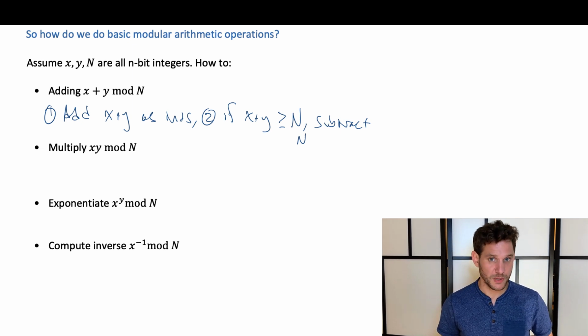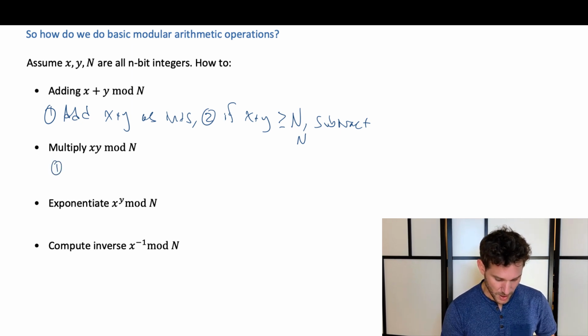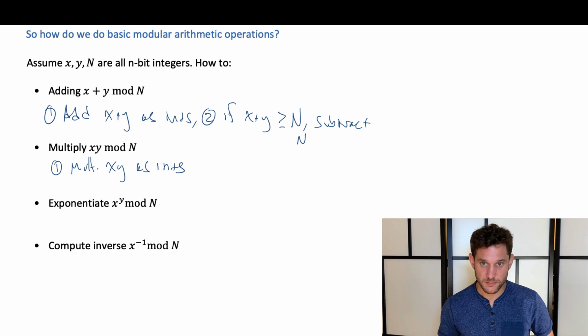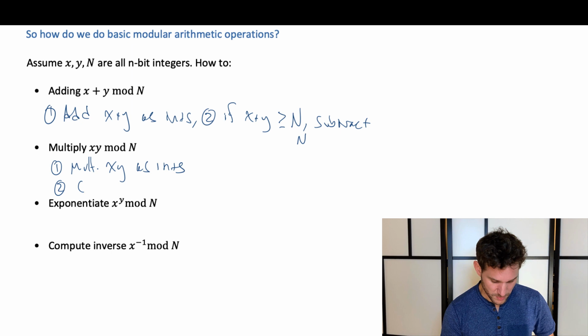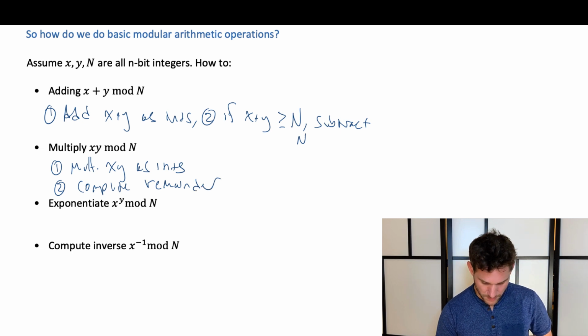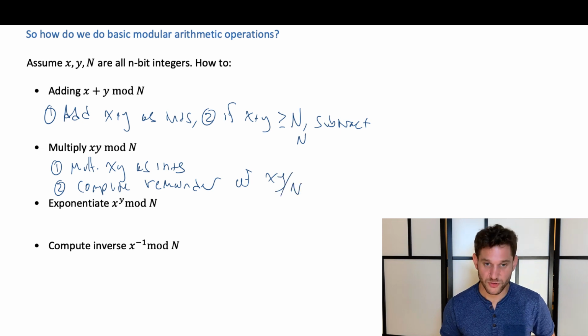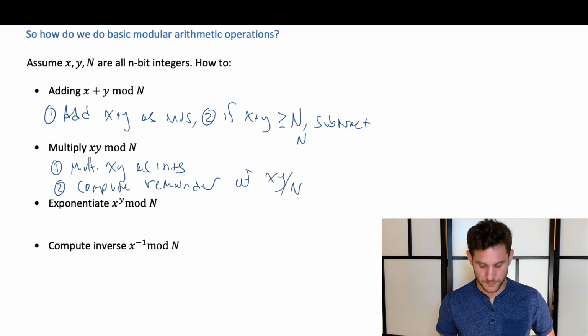Okay, what about multiplying x and y? Again, you can just multiply as integers. And again, you can simply then compute the remainder of x times y divided by N, right? Just get the remainder upon division by N, and that's what you want. That's how you get x times y modulo N.